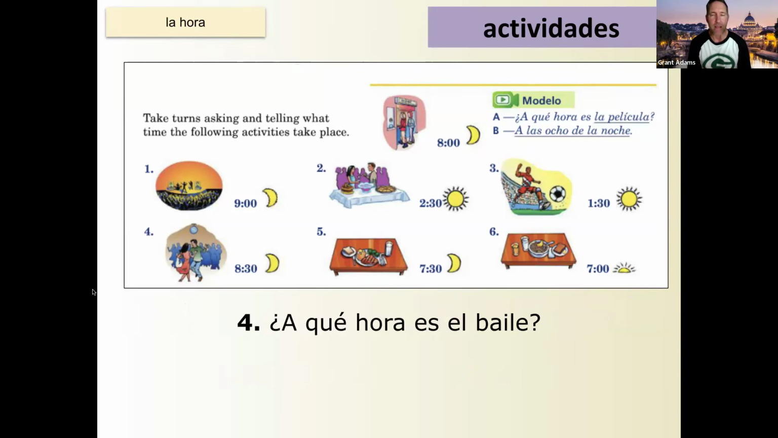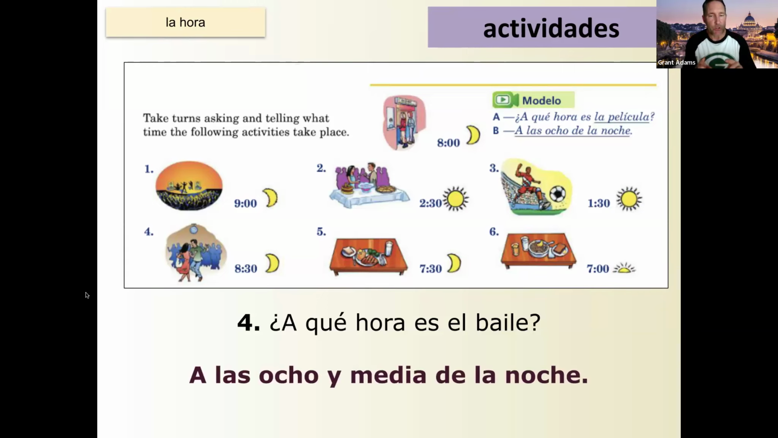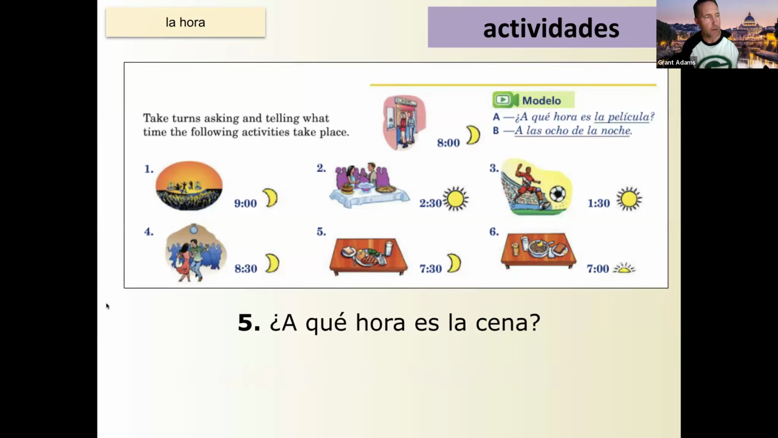¿A qué hora es el baile? Ok, muy bien, Amanda. Muy bien, Shannon, Sedita, Chris. Muy bien, excelente, Haley. Perfecto, Carter. Excelente, excelente. Muy bien, a las 8:30 de la noche. Perfecto. Número 5. ¿A qué hora es la cena?